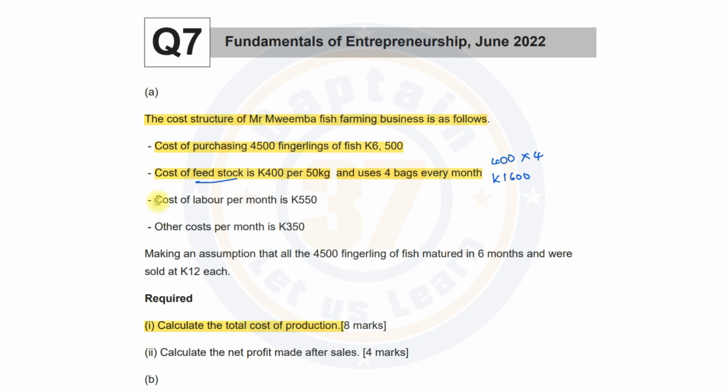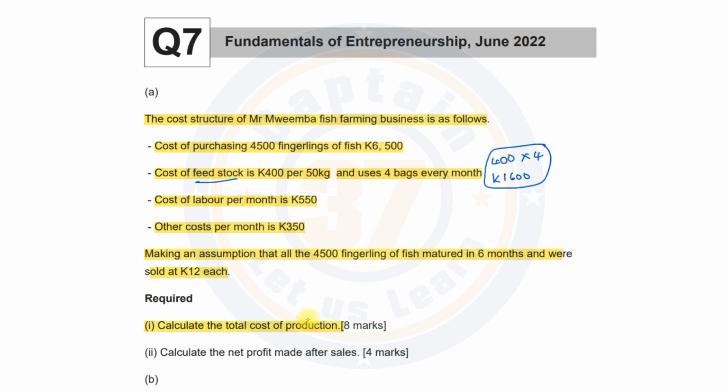We've been told that the cost for labor per month is 550, okay? And there are other costs per month, 350, okay? Making an assumption that all the 4,500 fingerlings of fish matured in 6 months and were sold at 12 kwacha each. Calculate the total cost of production. So obviously, we'll take note of this particular information that we indicated right over here.